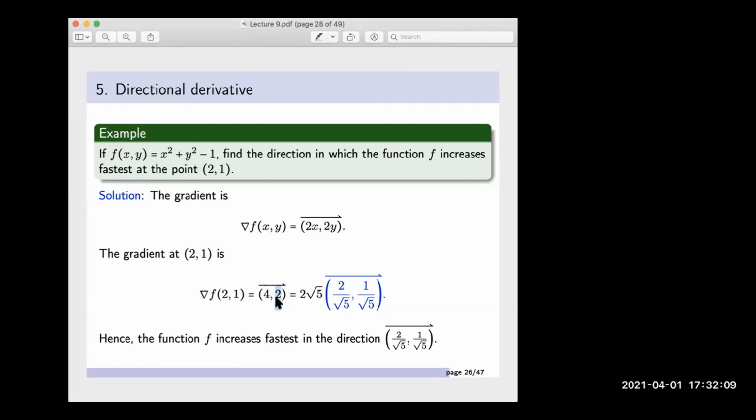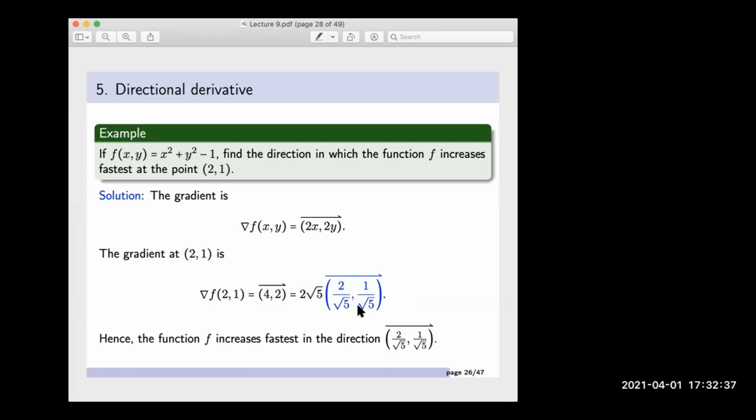So you have square root of 20. Square root of 20 would be 2 times square root of 5. So if you divide this vector by its length, you get the blue part. You get a unit vector. Okay, the blue part is the unit vector. So therefore the answer is just this blue part, in this unit vector.